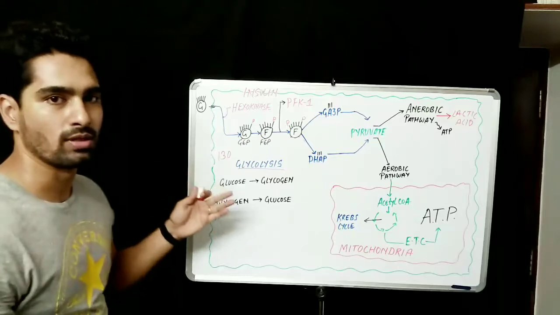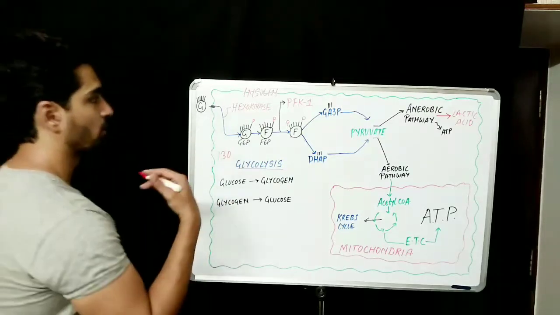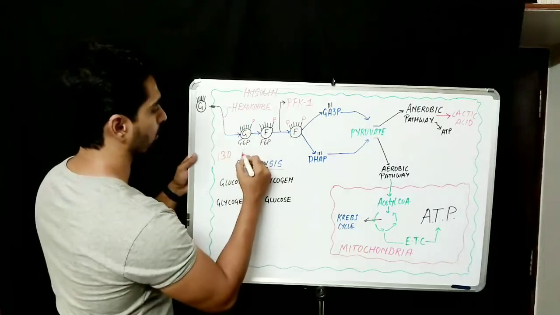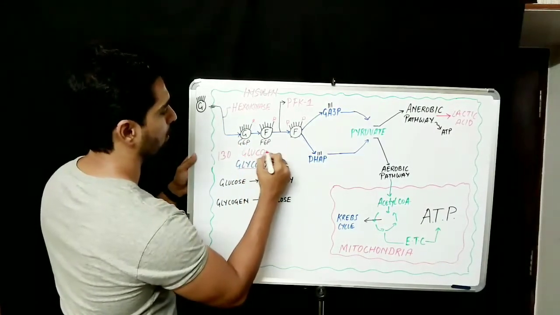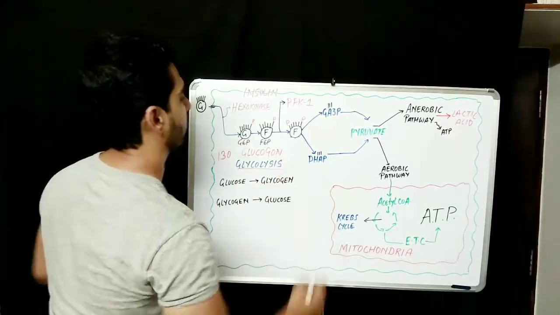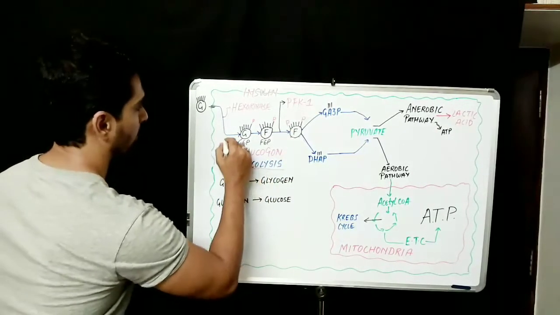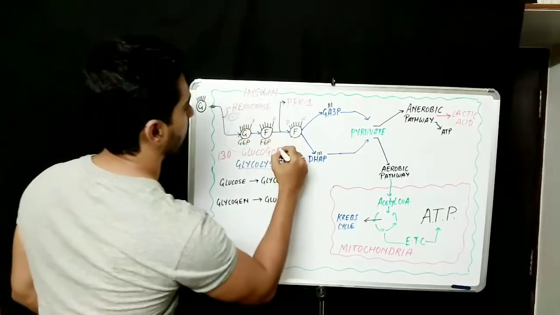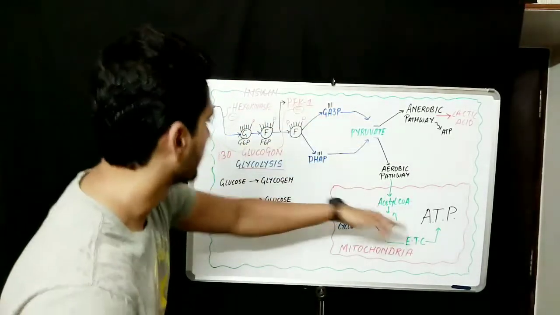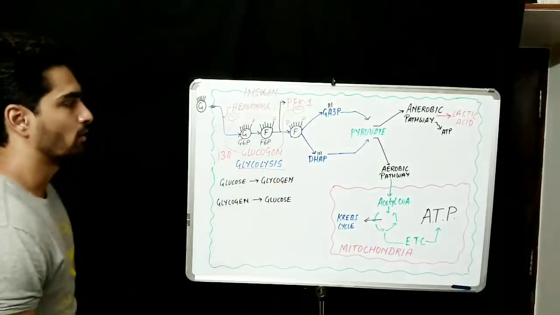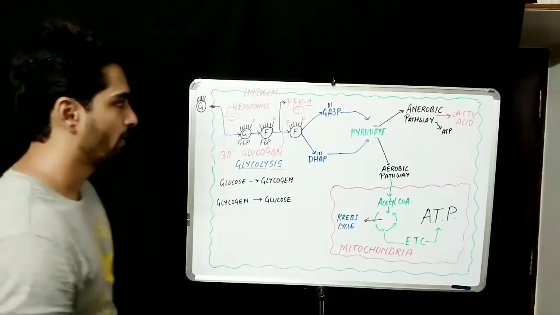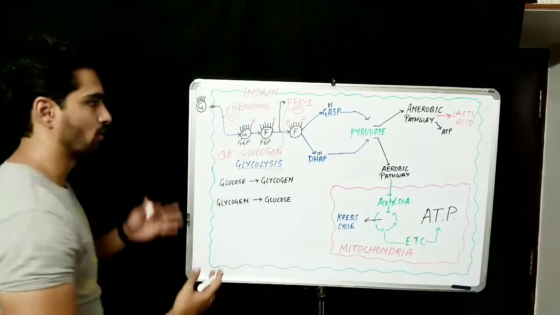Now as your blood glucose level starts to drop, a special hormone again by the pancreas called glucagon. Glucagon. That means the glucose is gone. It's secreted, and this glucagon inhibits these enzymes and stops the glycolysis, in order to maintain the glucose level in the blood. So this is how the body manages the glucose level.